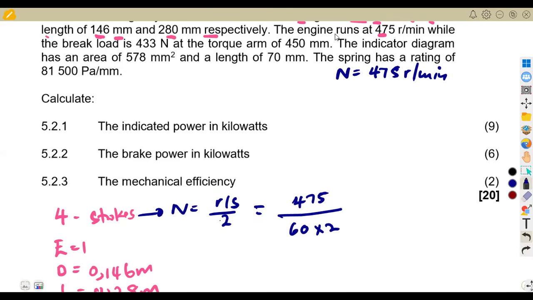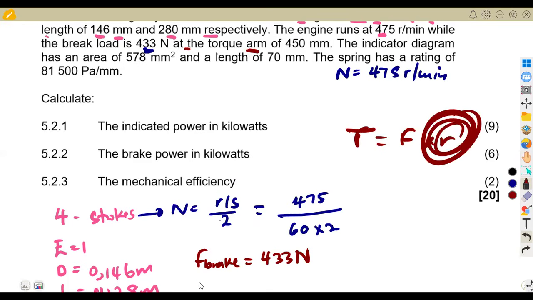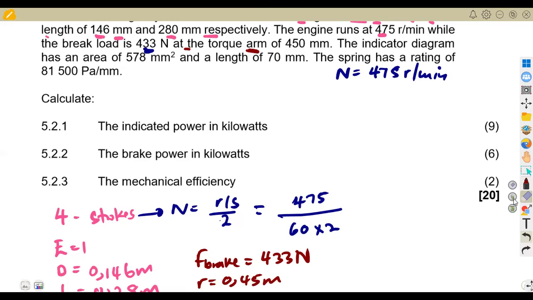And now they're giving us the brake load, which is the force, our F brake, given as 433 Newton at a torque arm. Remember, the torque is given as the force times the radius. So the torque arm is the radius that you're talking about. They've got a radius of 0.45 in meters. If we divide by 1,000, that is going to be 0.45 in meters.